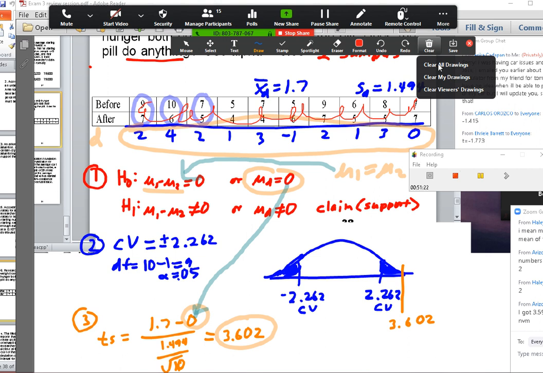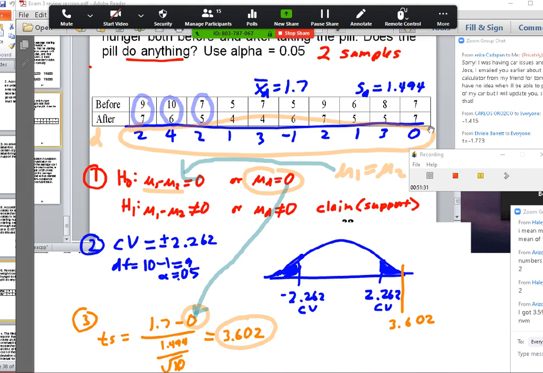Okay, that makes sense. That's the thing about dependent samples: you take two samples and make them into one sample because of the dependency. That's the beauty of it. You can do that. Okay, great. Any other questions before we move on?